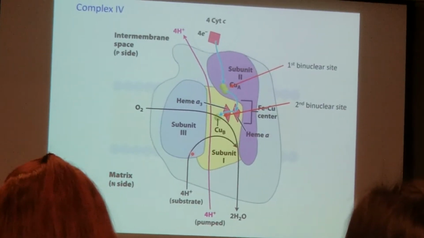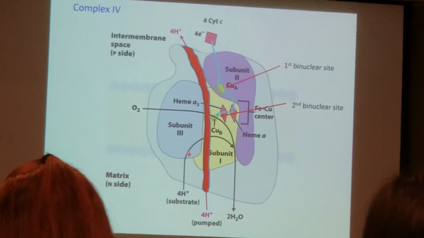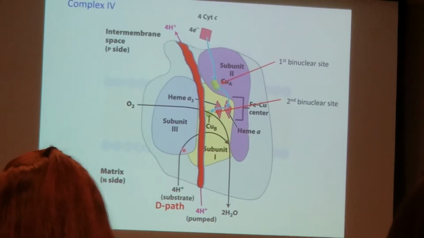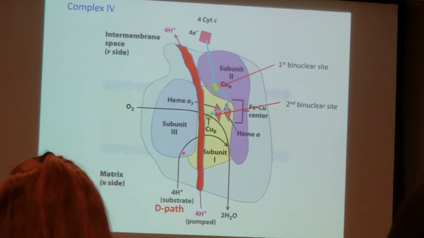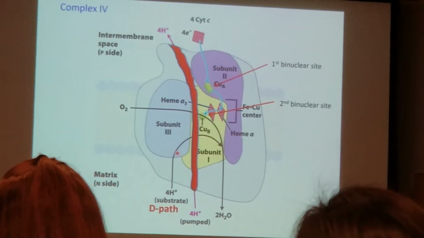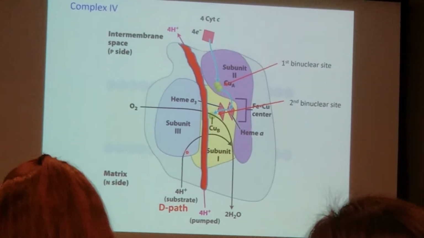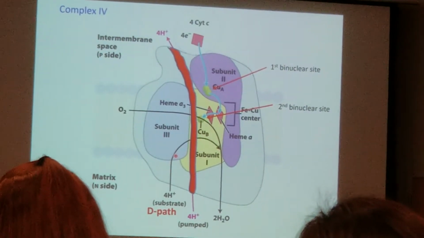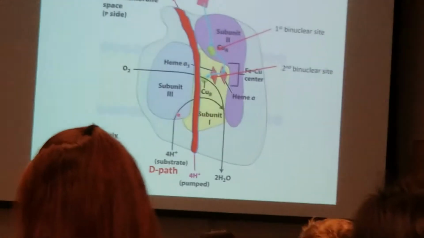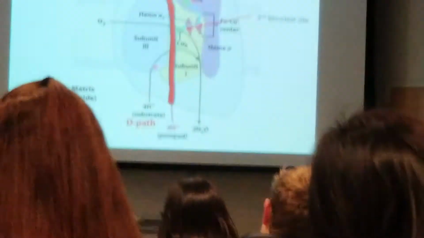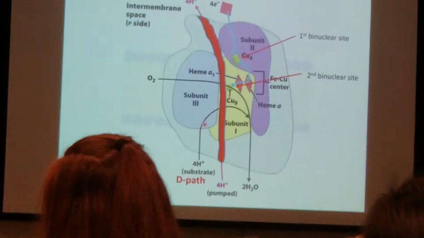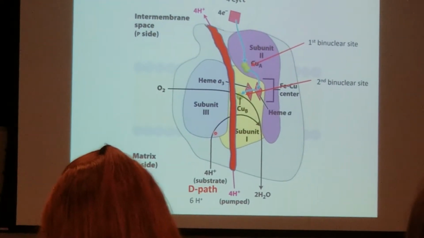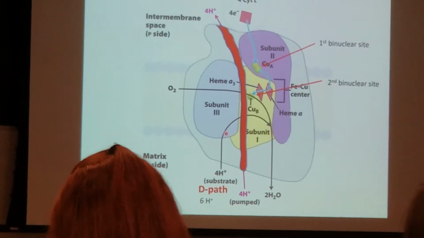So we've got to modify this diagram here. This general red area is what we call the D path. So there are two paths that protons hop along. D is the one-letter code of which amino acid? Aspartic acid or aspartate? Yeah, so there is an aspartate in this red region. That's how it got its name. 6 protons are hopping through the D path.